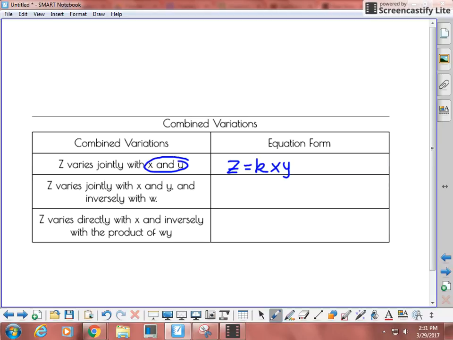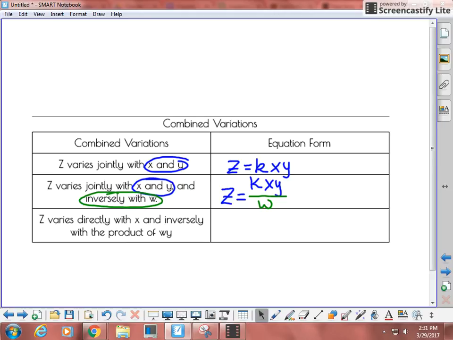Okay, the next one says that z varies jointly with x and y, but inversely with w. So z is what we're equaling to. My k is always going to go on top, with x and y, and then it's going to be inverse with w, meaning w is going to be on the bottom of that.